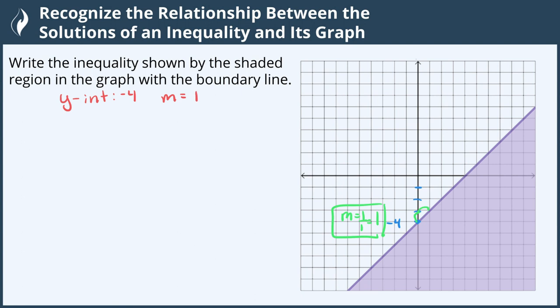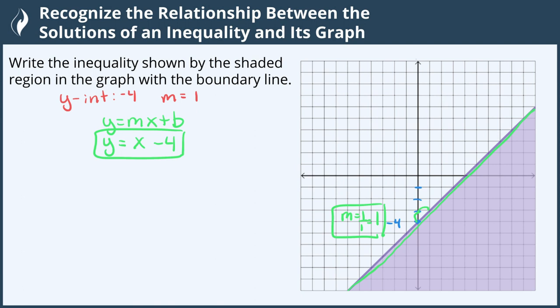We now know everything we need to know for the equation of this boundary line. If we just wanted to write the equation of the boundary line, we would write y equals mx plus b, m being the slope and b being the y-intercept. So the boundary line is y equals m is 1, so 1 times x is x, and b is -4, so it'll be -4. So we have the boundary line of y equals x minus 4, and that's this line right here.